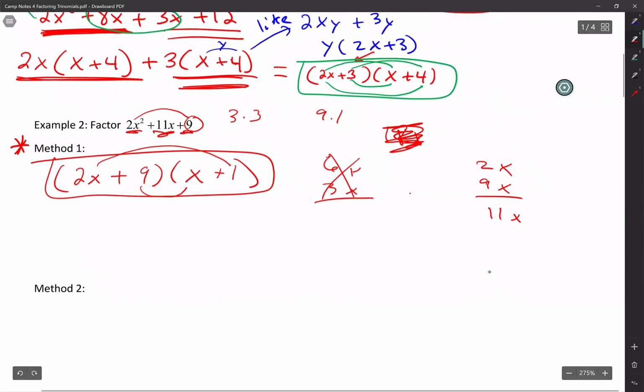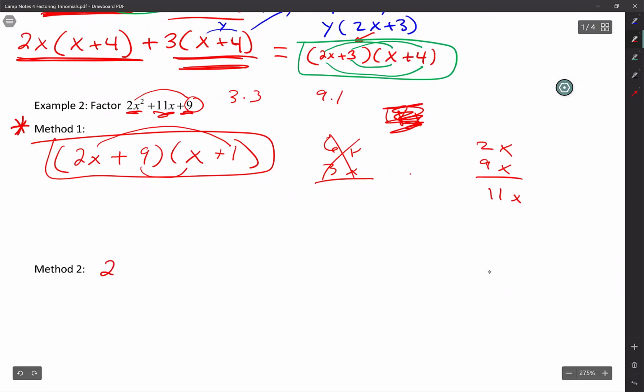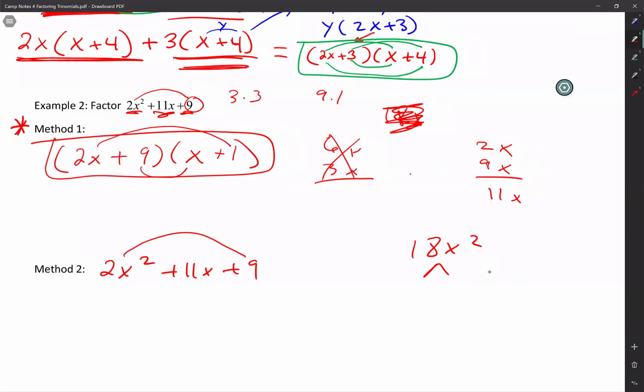All right, here we go. Method 2. 2x squared plus 11x plus 9. We're going to do 2x squared times 9, and you get 18x squared. And then from there, we're going to say what two numbers multiply to give you 18x squared that add up to an 11x? Well, that's 9x times 2x. See, 9x times 2x is 18x squared, but 9 plus 2 is 11x.